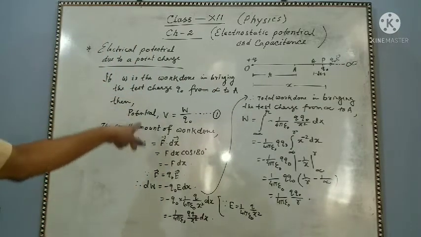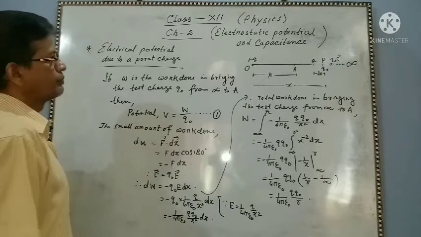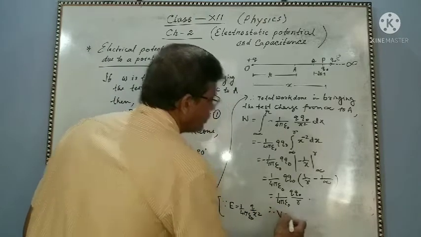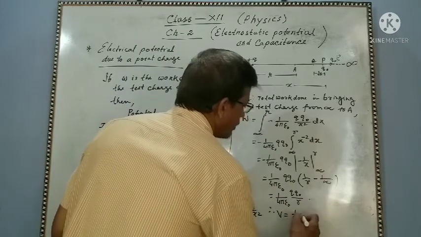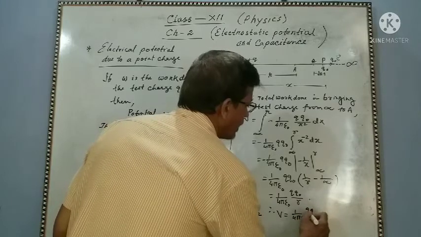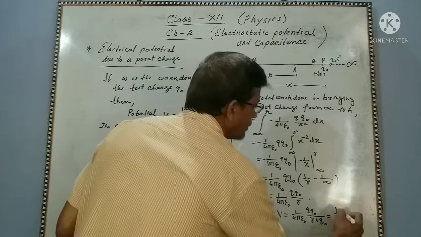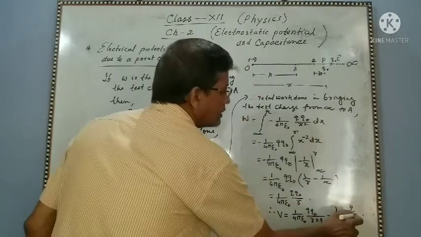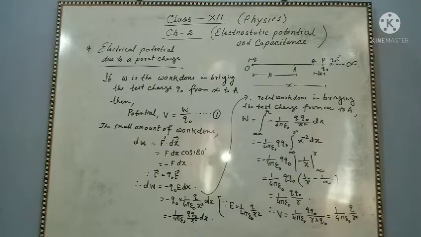So what we will get from equation 1? What will be the potential? The potential V equals, therefore, q naught cancels. So 1 by 4 pi epsilon naught q naught by r divided by q naught. So it is coming 1 by 4 pi epsilon naught q by r. This is the expression for potential at a point due to a source charge.